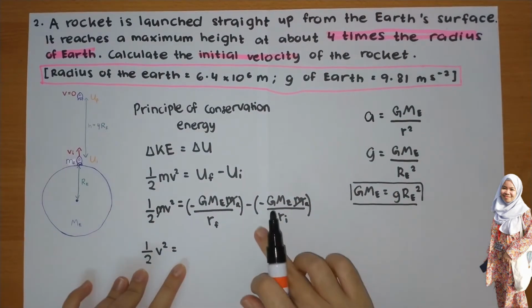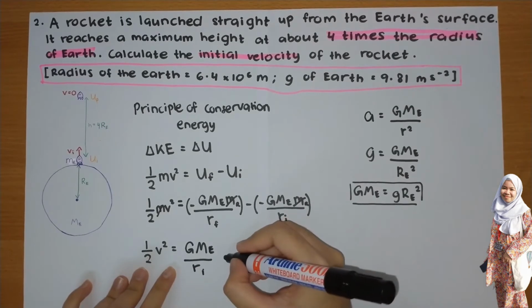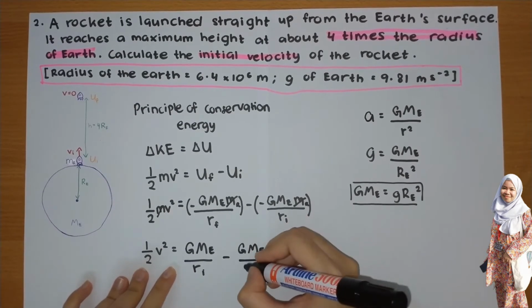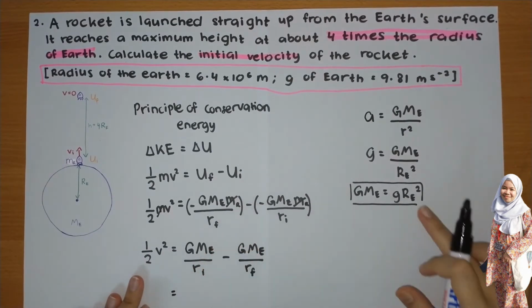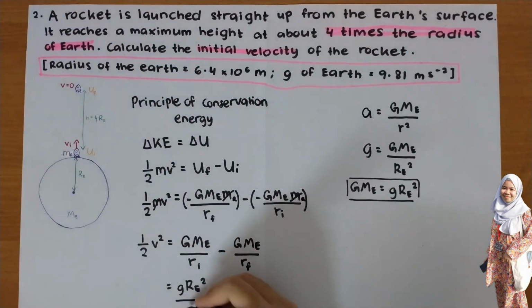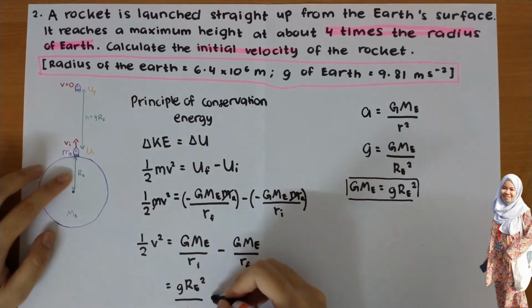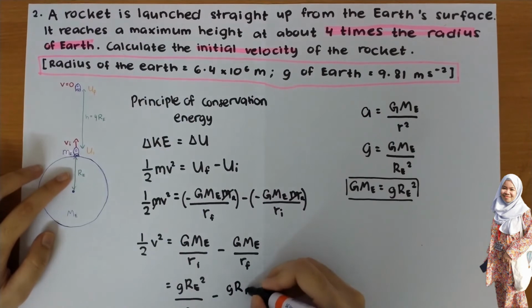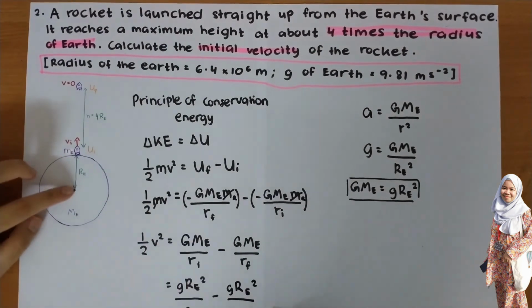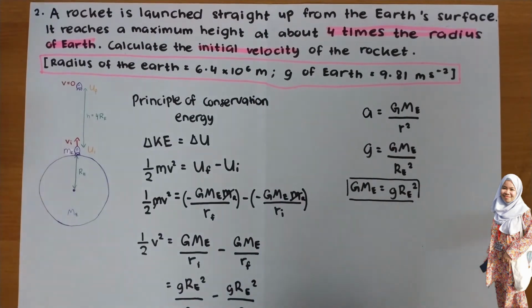The negative here can be positive. So we put the initial one at the front. Be careful with the initial and final. Minus G times mass of the Earth divided by R final. You see now that we can substitute the G times mass of the Earth with g times radius of the Earth squared, that we did just now. R final here is the radius of the Earth plus the height of where the rocket moves. So it will be 5 times the radius of the Earth.